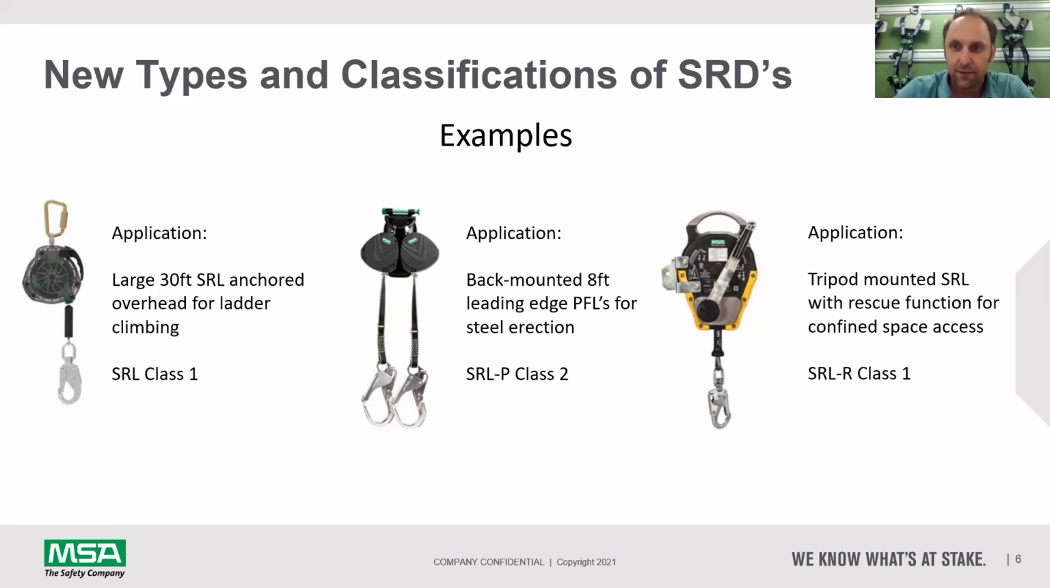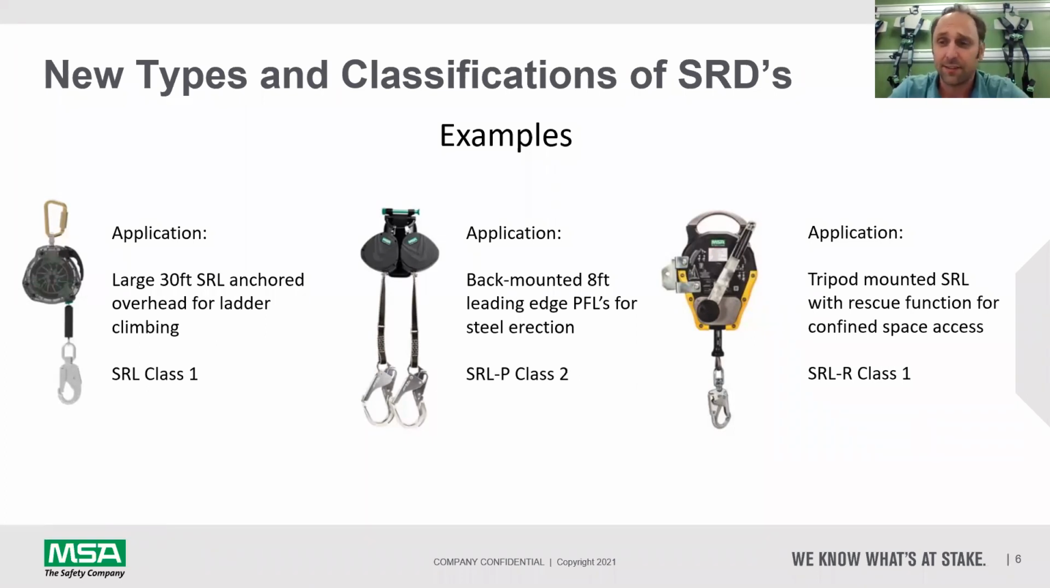And then finally, really no change here, a rescue type of product. If you're using a tripod, something for confined space, you would have SRL-R, and again, Class 1 for non-leading edge. This is a standard application. So I would anticipate those products being marked with something like that. Certainly the class is a requirement.